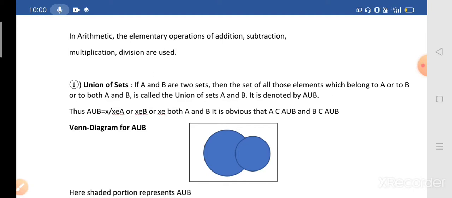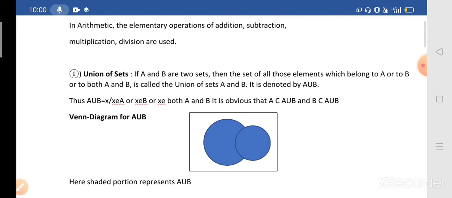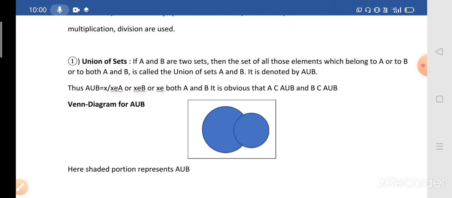The mathematical definition can be written as A union B is equal to {x such that x belongs to A or x belongs to B or x belongs to both A and B}. Obviously A is a subset of A union B and B is a subset of A union B.